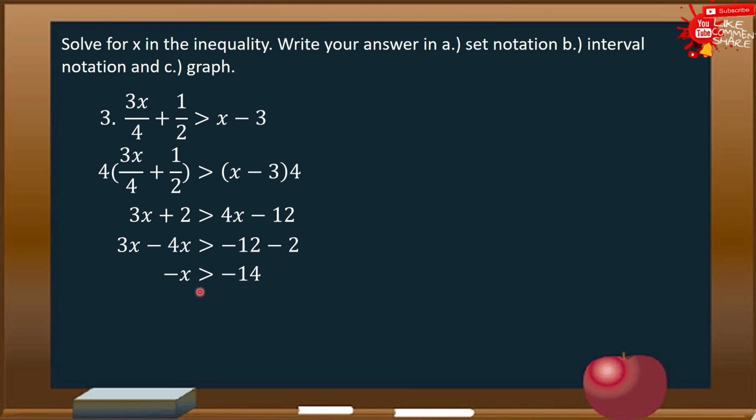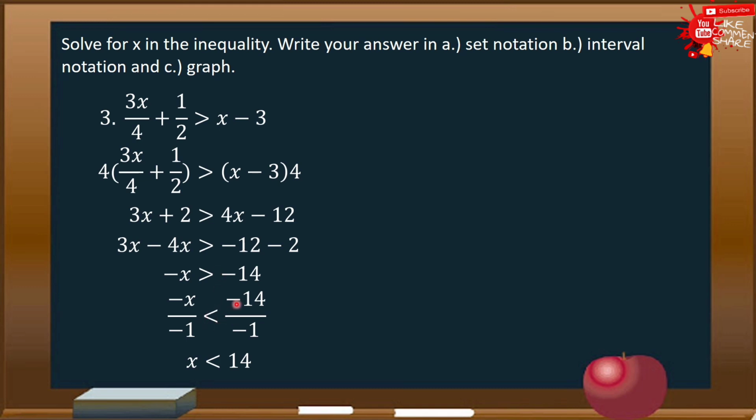Now, we have to divide it by the numerical coefficient of x, which is negative 1. So, negative x divided by negative 1 is x. And then take note, since we divide both sides of the inequality by negative 1, which is less than 0, it means that we will reverse the inequality symbol. So, from is greater than, it will become is less than.